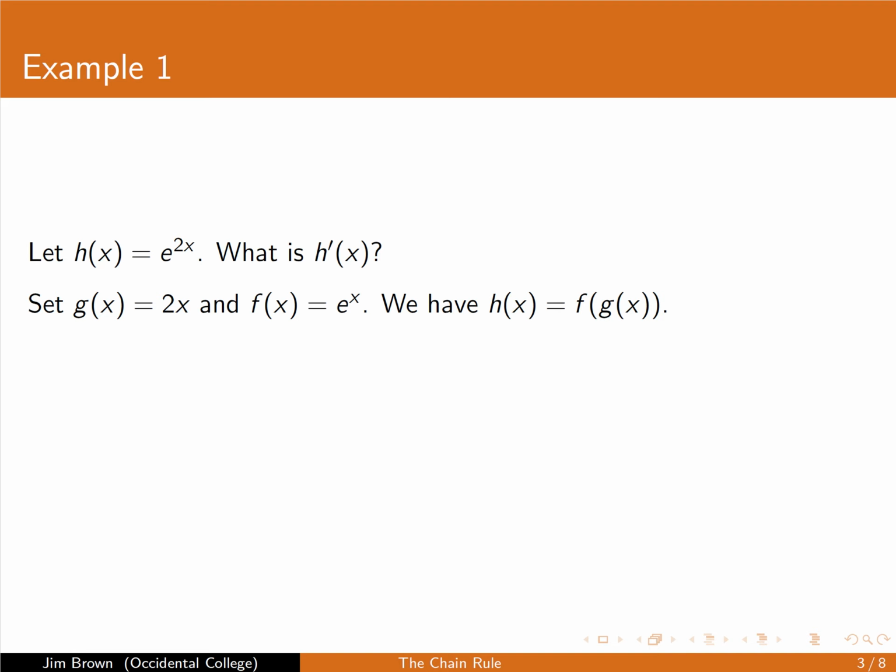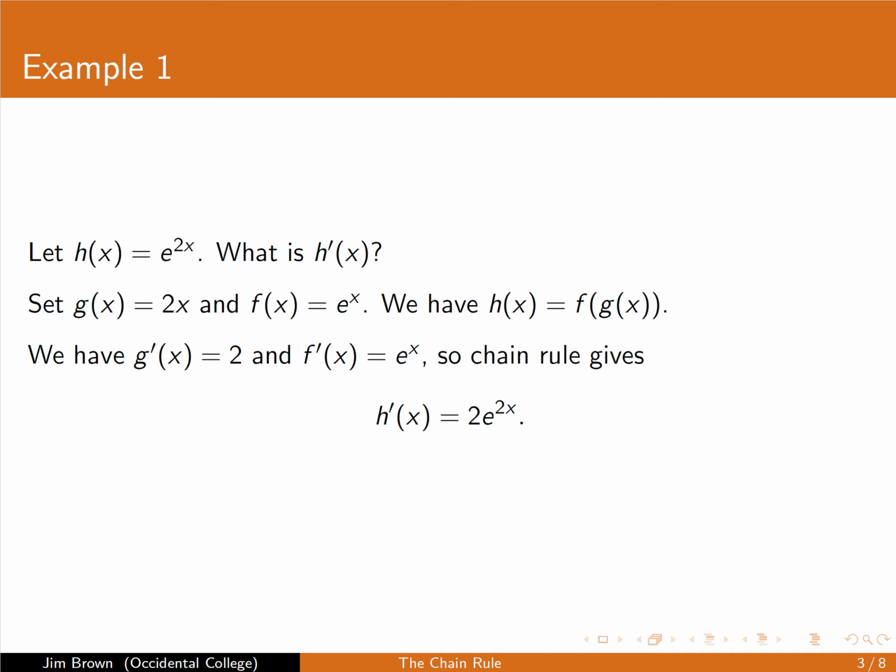Now that we've written it as a composition of functions, we can apply the chain rule. That means we're going to need the derivative of g and the derivative of f. The derivative of g, since it's just 2 times x, is just 2. And we recall that the derivative of e to the x is just e to the x again. Then the chain rule gives that the derivative is f prime of g of x, so e to the 2x, times g prime of x, 2. So our chain rule gives us that this derivative is just 2 times e to the 2x.